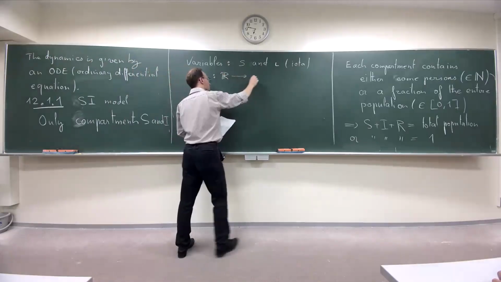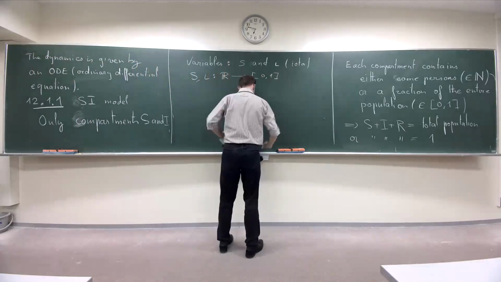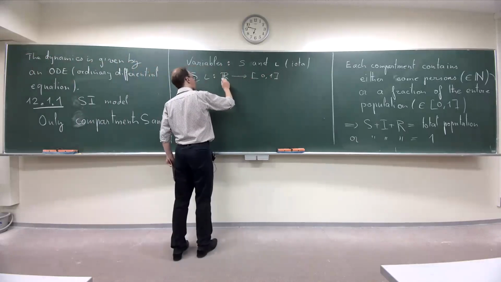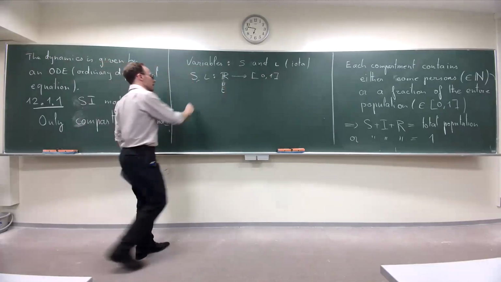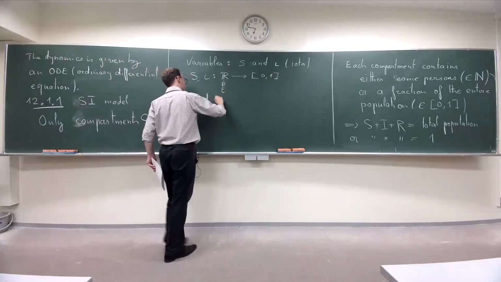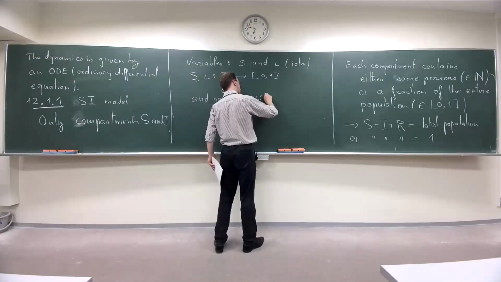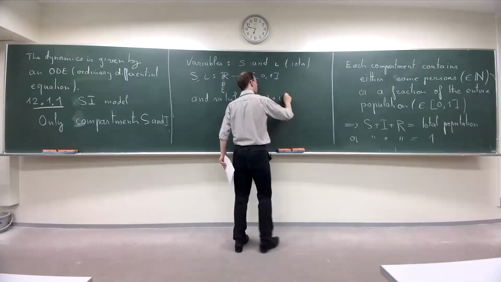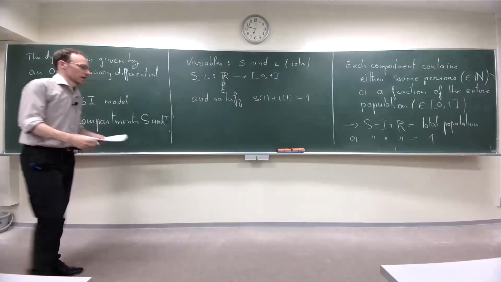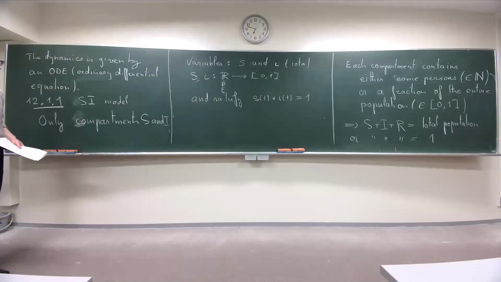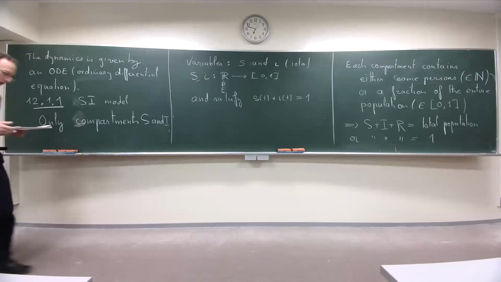So this S and iota are functions of time with values in the interval 0, 1. The parameter here is t. And they satisfy that S of t plus iota of t is always equal to 1. I'm going to characterize these two compartments by these two variables, S and iota.